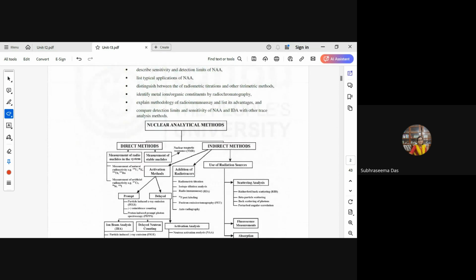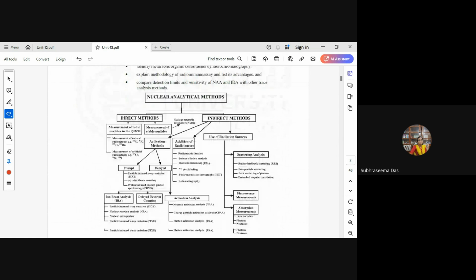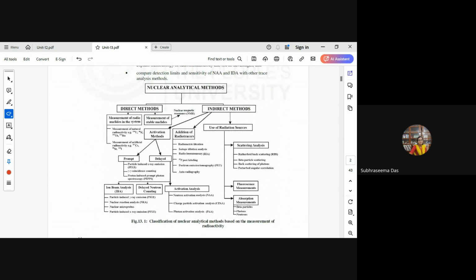Now in general, nuclear analytical methods have been classified broadly into two categories. As you can see in figure 13.1, the analytical techniques that make use of nuclear chemistry, that is radioactivity, have been categorized in two ways. One is direct methods, and another is indirect methods.